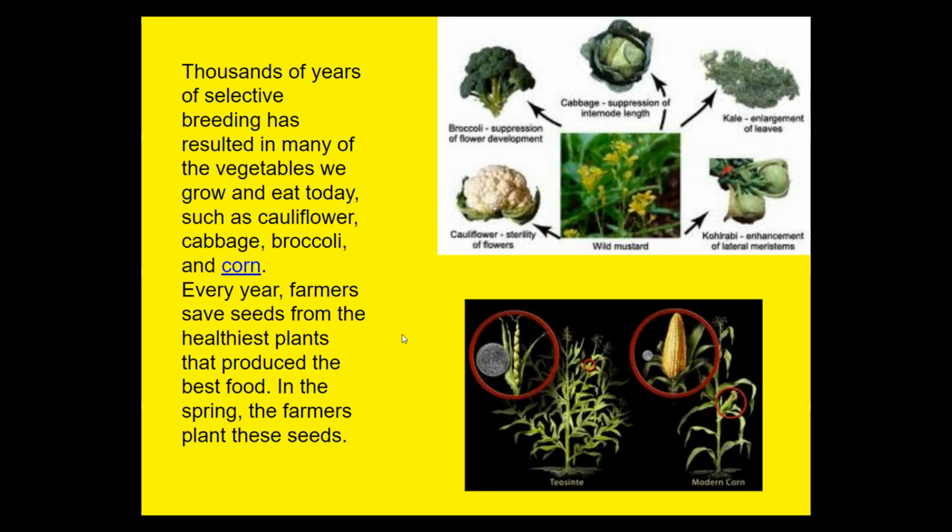Every year, farmers save the seeds from the healthiest plants that produce the best food, and in the spring, farmers plant those seeds that are left over from the year before, and this cycle starts over and over. So way before we understood it to be genetics, things were getting better and better.